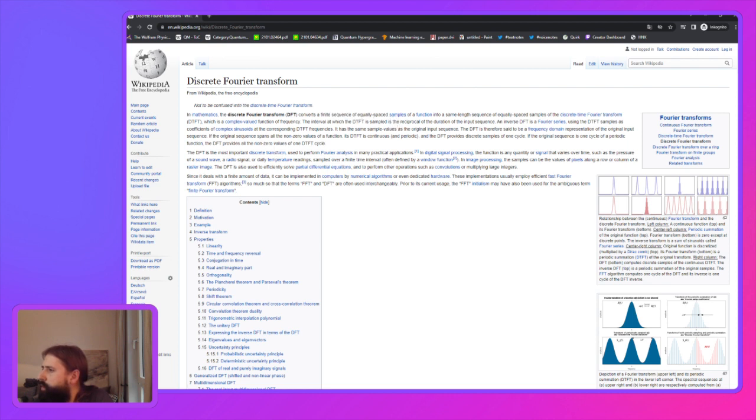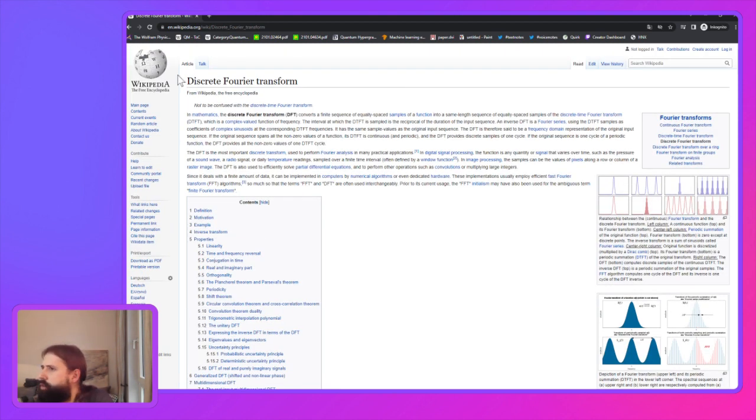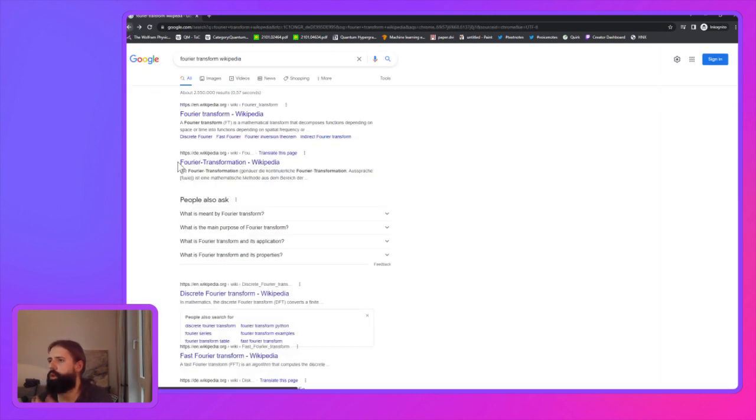A finite sequence of equally spaced samples of a function into a same-length sequence of equally spaced samples of a discrete-time Fourier transform, which is a complex function of frequency. I mean, that is a very specific algorithm. Let's just stick to the Fourier transform.